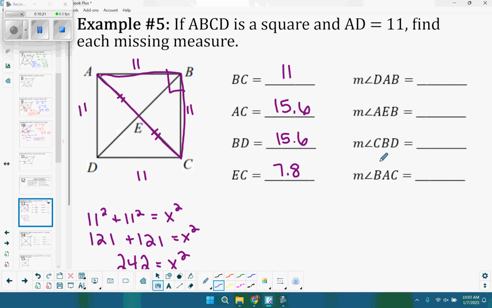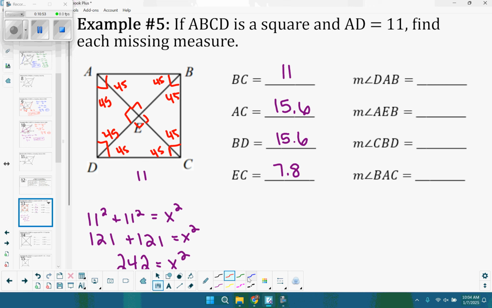For our angles, they're either going to be 90 or 45. 90 because we know that we have right angles in a square, and we have right angles where the diagonals meet. So there's right angles in each of these corners. There are right angles in each of these corners. And then each of the right angles got split into two 45-degree angles. I know I'm not putting any degree symbols right now. I just want to write the numbers.